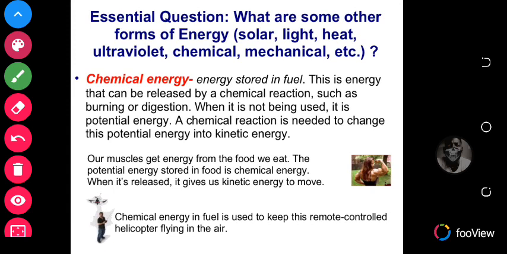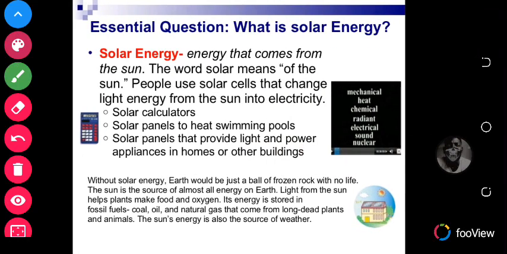Chemical energy in fuel is used to keep the remote control helicopter flying in the air. Have you wondered why a car moves or why people buy petrol for their cars? This is because the petrol is burnt. The petrol is a chemical, and it is burnt to produce energy for the car to move. So that is chemical energy.